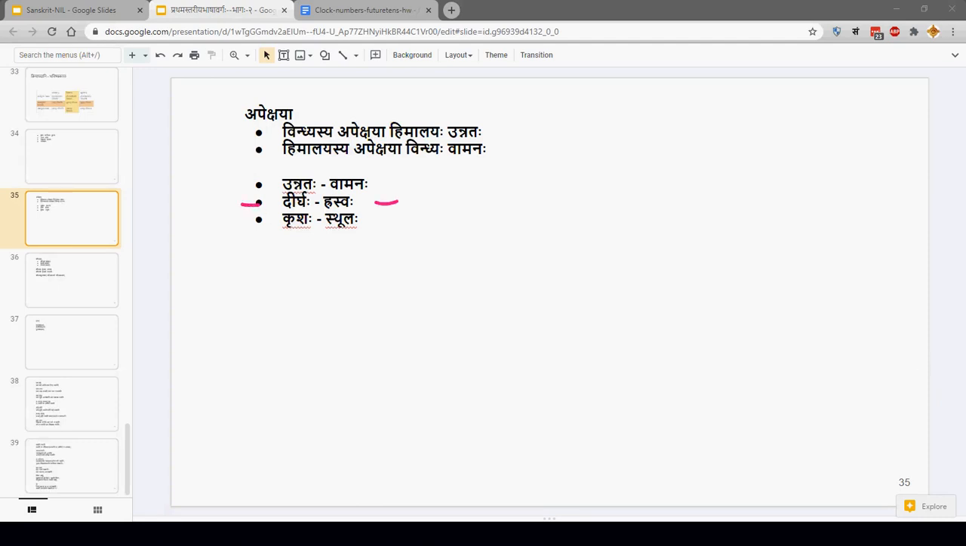Similarly, we can use Dirghaha, Hrasvaha. Dirgha is long, Hrasva is short. And Krushaha, Stholaha. Krushaha is thin or skinny, and Sthola is thick or fat. So with this, can somebody try to make sentences? Like Krushaha Stholaha or Dirghaha Hrasvaha. Think of one or two things. One is short, one is long, or one is thick, one is thin.